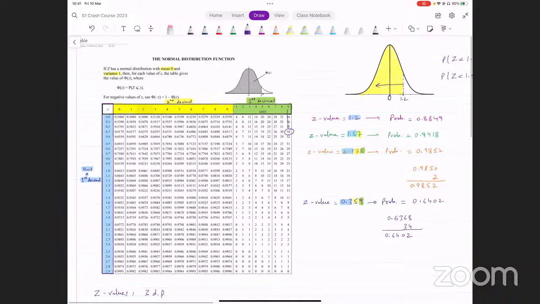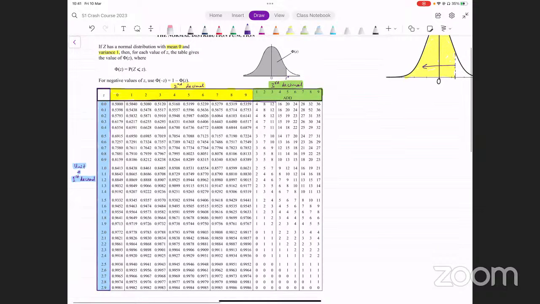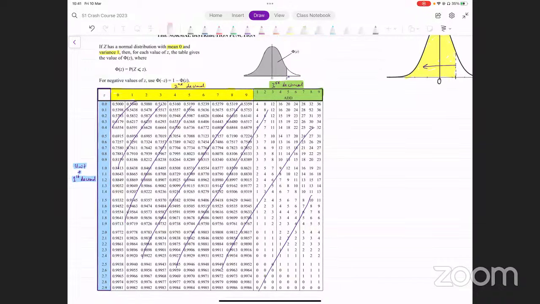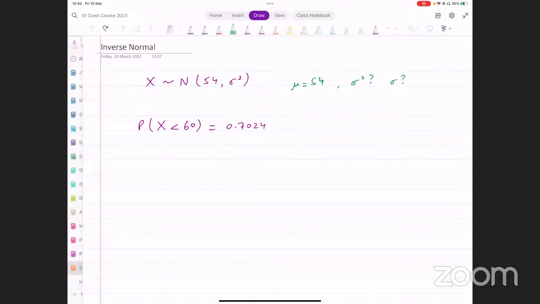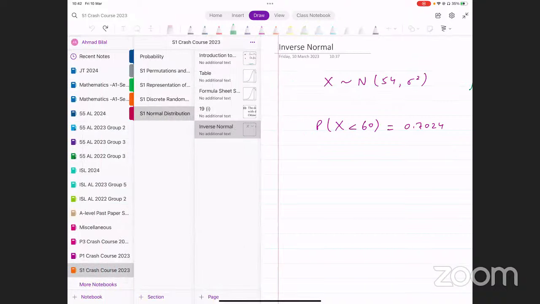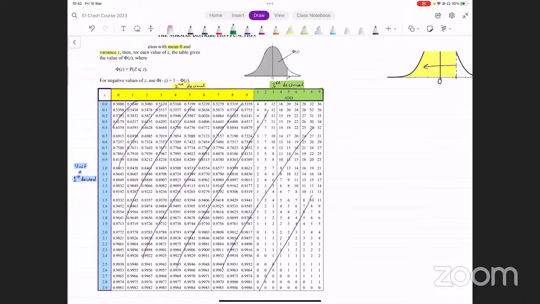Now all of this region here represents probabilities. What you would have now is a probability given. For example, in this case, it's 0.7024. You have this probability given, and you would have to find the corresponding z value for that. Let's learn, first of all, how to read the table in this direction.